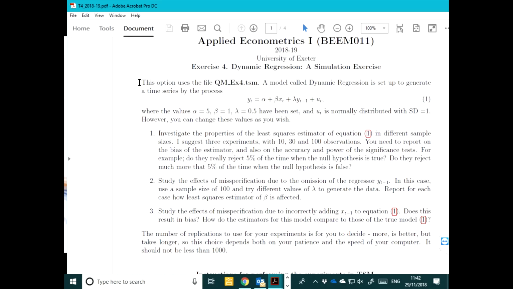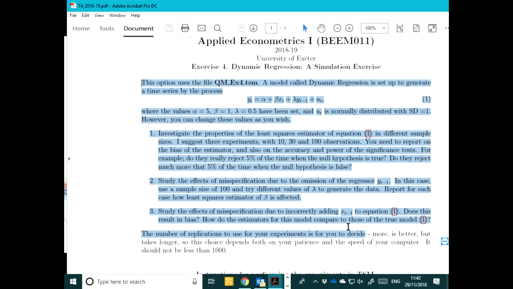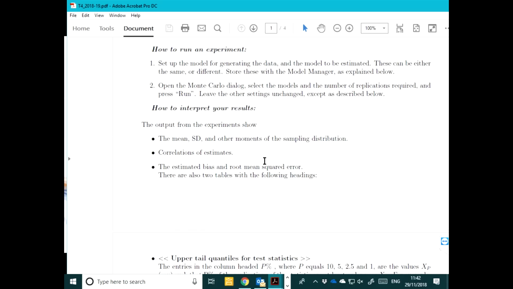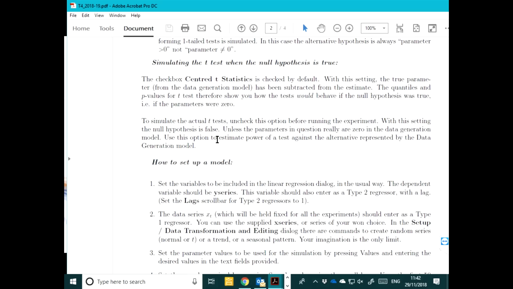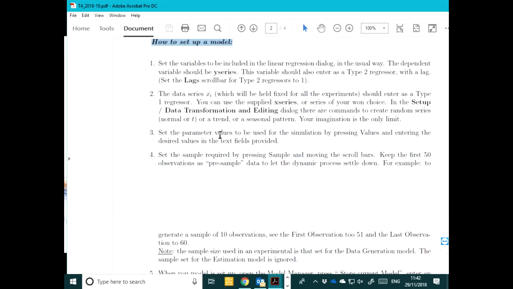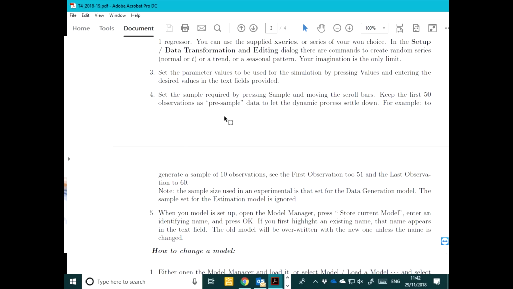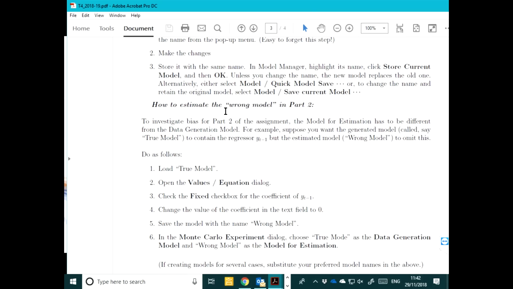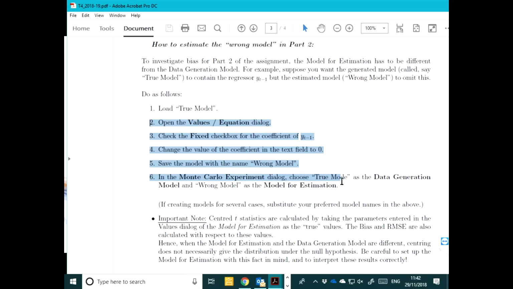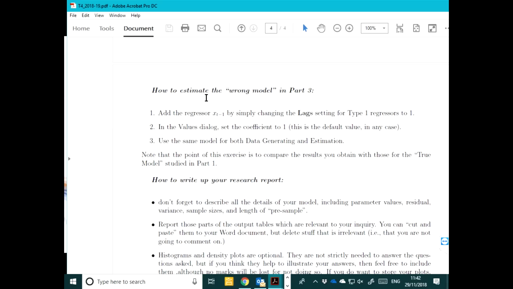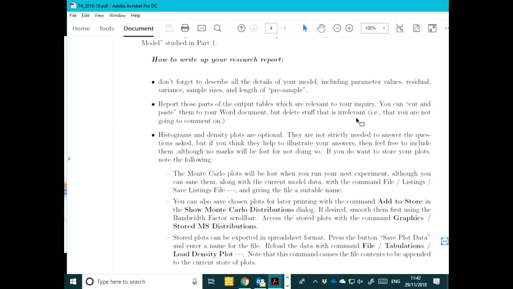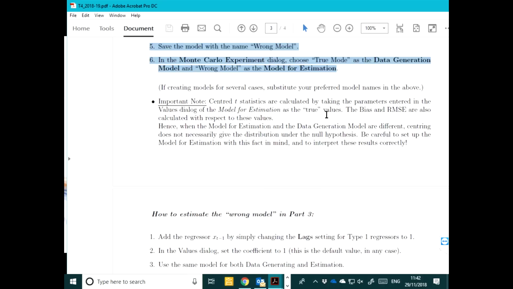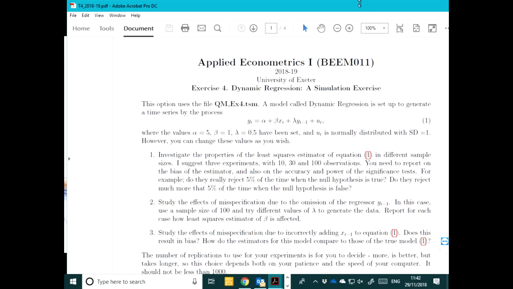However, what I felt is that if we want to solve this example or this assignment, we really need to understand some basic concepts, and then you can easily follow the steps on TSM. For example, how to set up a model. You just need to remember what we have done in setting up a model, and how to do Monte Carlo exercises and so on. The details of how to use TSM are available in this exercise sheet.